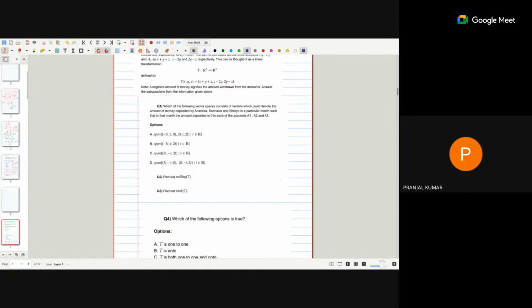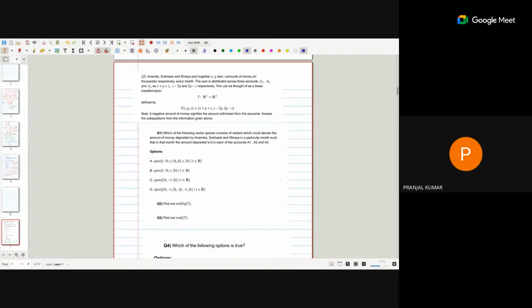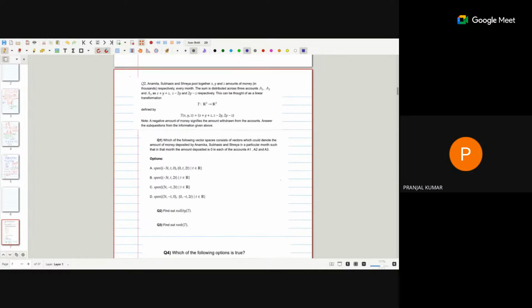Now, second question. Anamika, Subhashish and Shreya pool together money. The sum is distributed across 3 accounts, A1, A2, and A3 as x plus y, z minus 2y, 2y minus z. Basically they have given you the linear transformation. Now, which of the following vector spaces consist of vectors which could denote the amount of money deposited by them in a particular month, such that the amount deposited is 0 in each account.